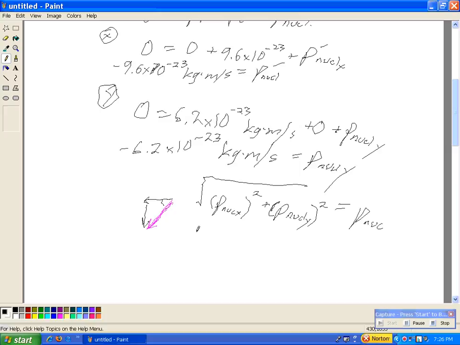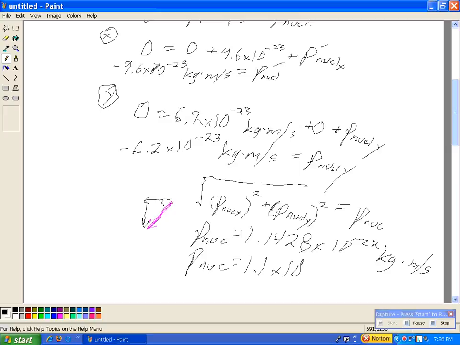So if we plug the numbers in, the momentum comes out to be 1.1428 times 10 to the negative 22 kilogram meters per second. So with the sig figs, it's 1.1 times 10 to the negative 22 kilogram meters per second.